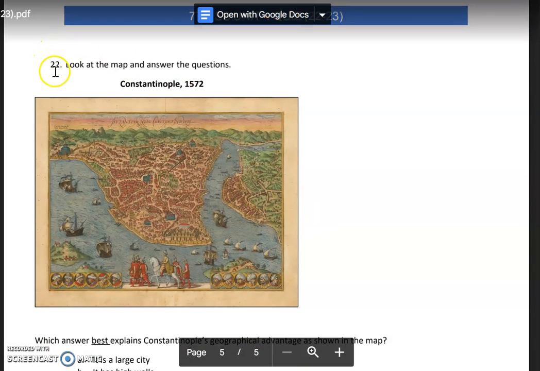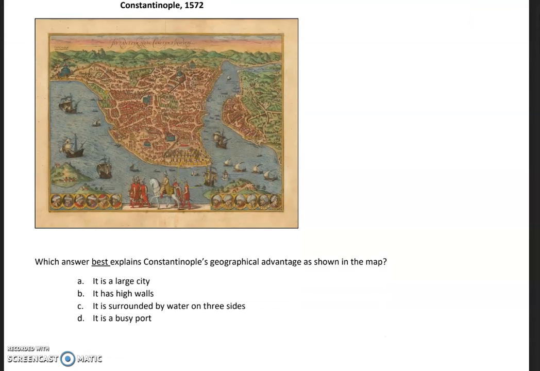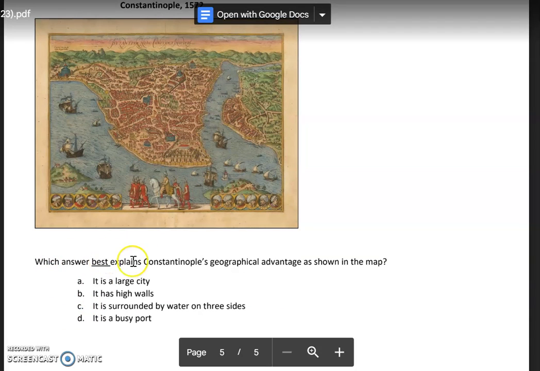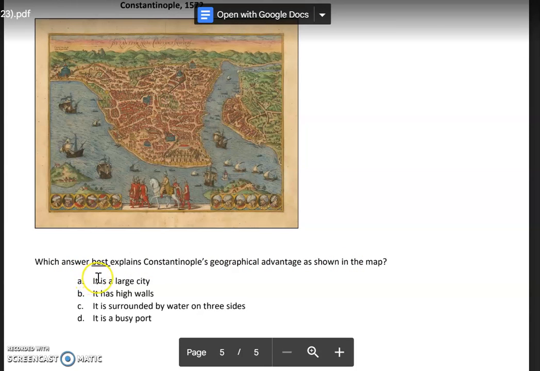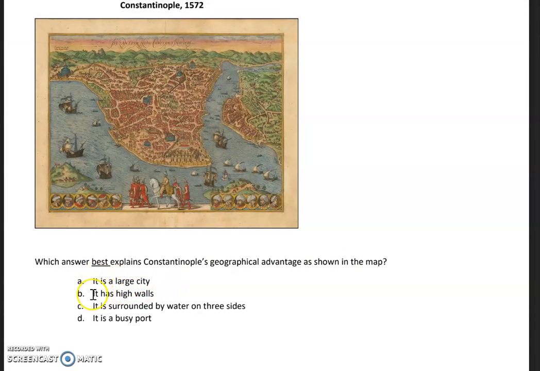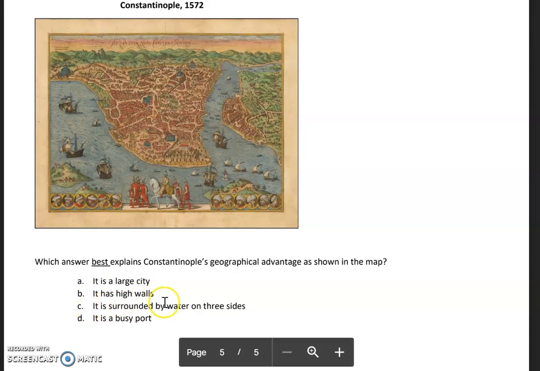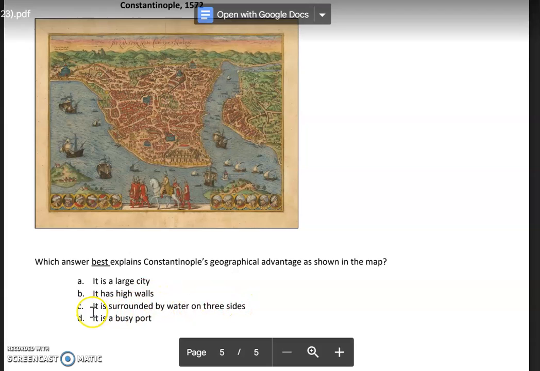Number 22. Look at the map and answer the questions. Constantinople, 1572. Which answer best explains Constantinople's geographical advantage as shown in the map? A, it is a large city. B, it has high walls. C, it is surrounded by water on 3 sides. D, it is a busy port.